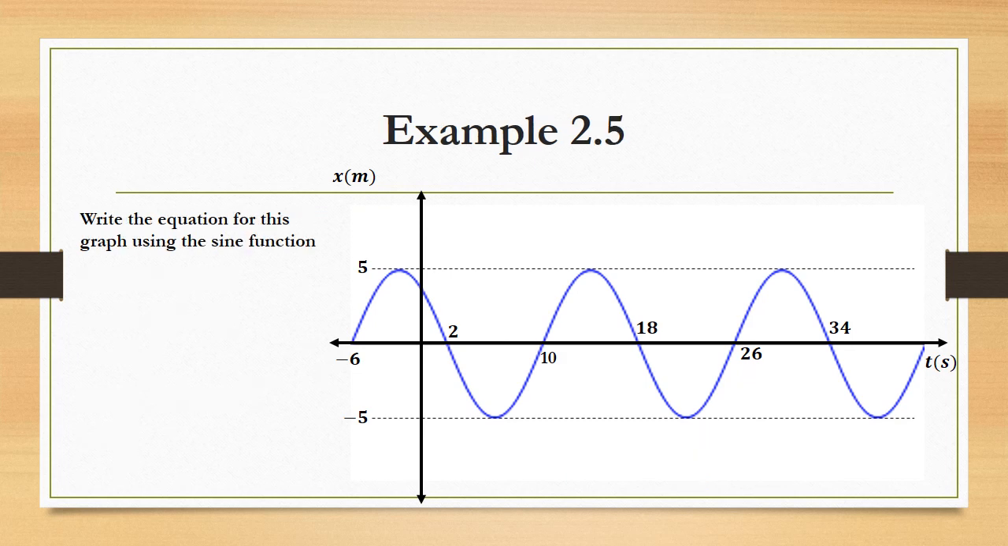What I want you to try is to write the equation for the same graph, but I'm going to make you use the sine function this time, even though it's more of a shift, just so you get practice using both. So pause the video and try to write the equation.